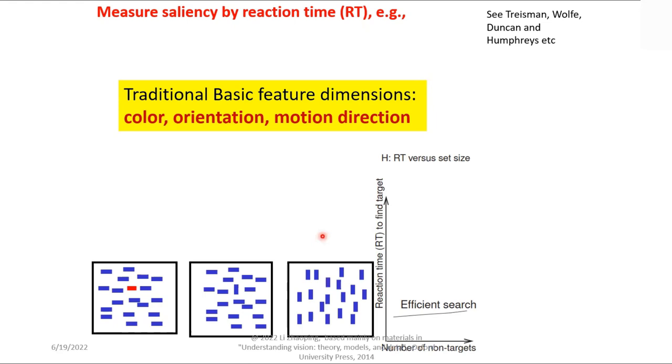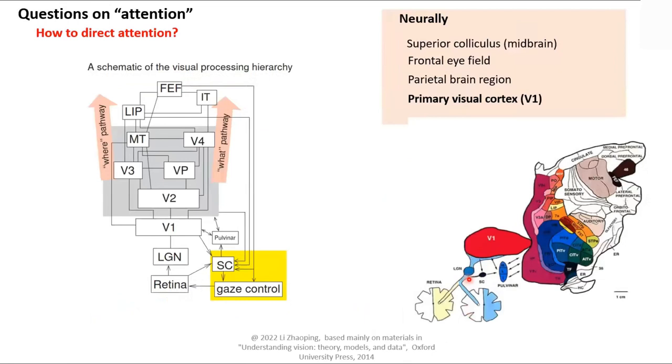Traditionally, we usually think that basic things that are different will make us attend to them. So the color, orientation, or motion are basic feature dimensions that can afford efficient search. And then, okay, I think I'm a little bit not very organized in this, but anyway, I try to correct myself as I go around.